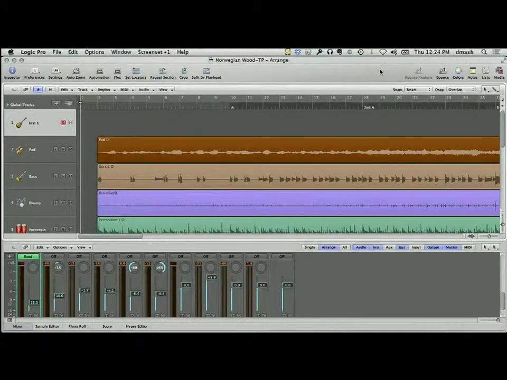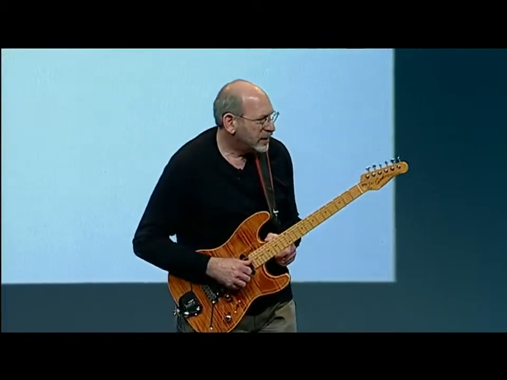But it's the way that we've changed how we compose and perform, because we can have the computer be kind of like a participant in the process and help us with working in the language of sound. So, Norwegian Wood.